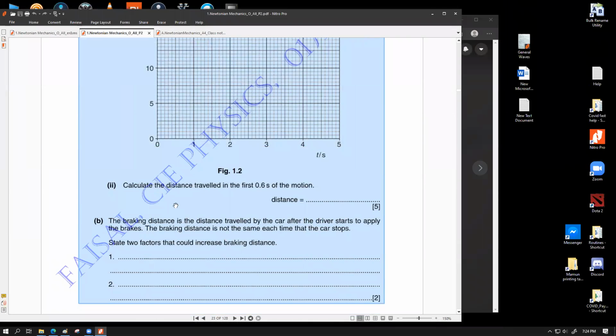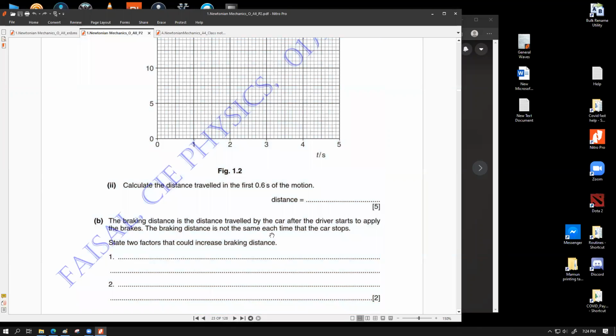Okay, next it says calculate the distance traveled in the first 0.6 second of the motion. The braking distance is the distance traveled by the car after the driver starts to apply the brakes. The braking distance is not the same each time the car stops. State two factors that could increase braking distance. Okay, there are many ways braking distance can increase.